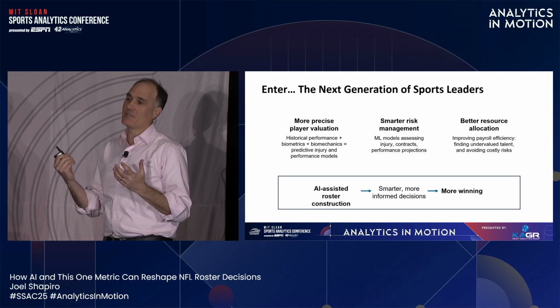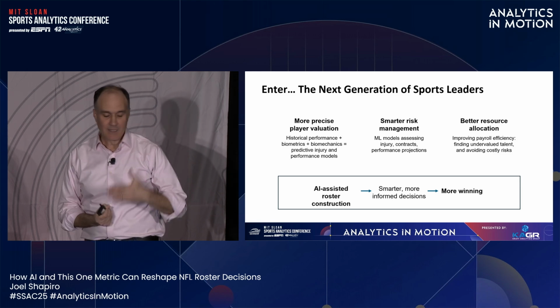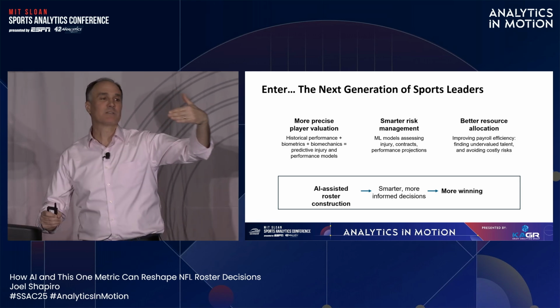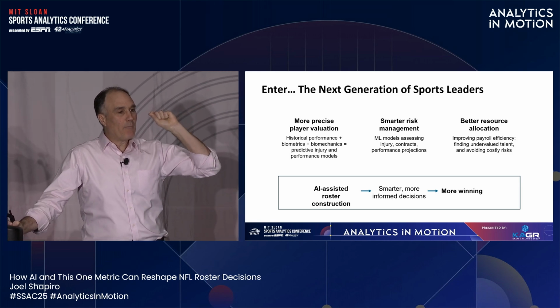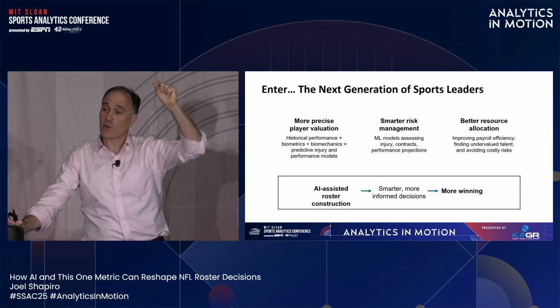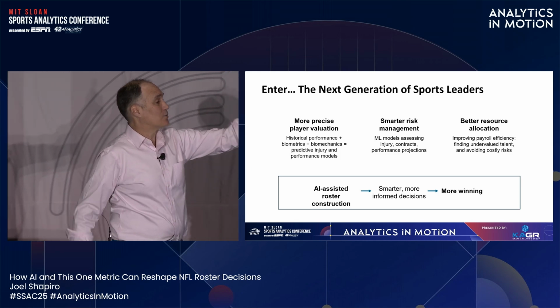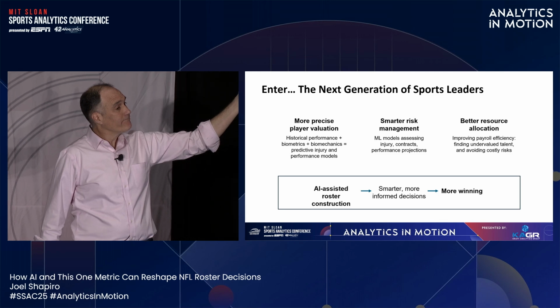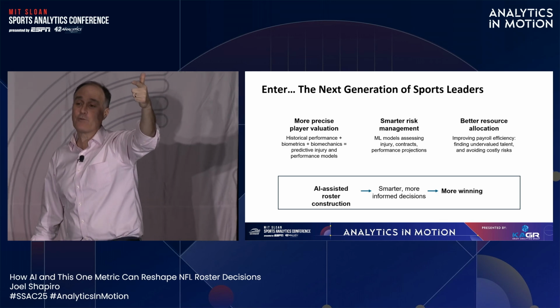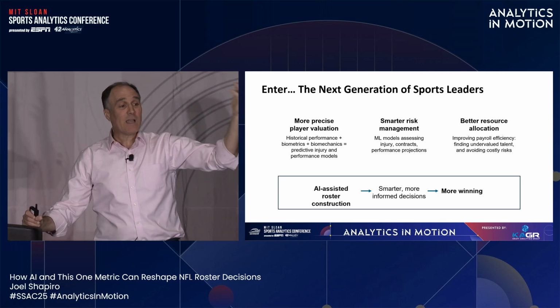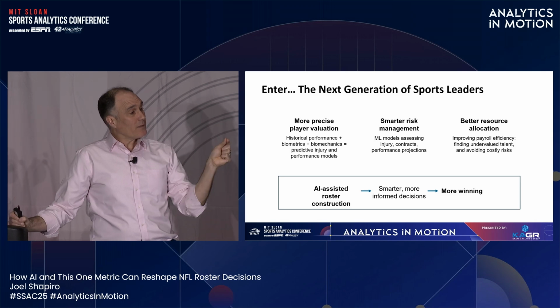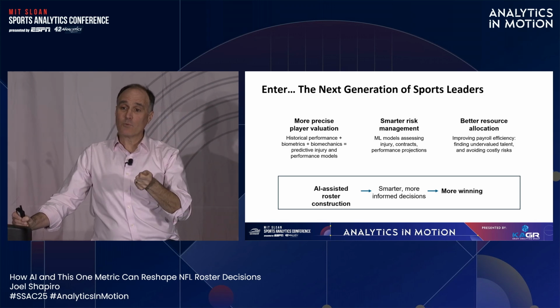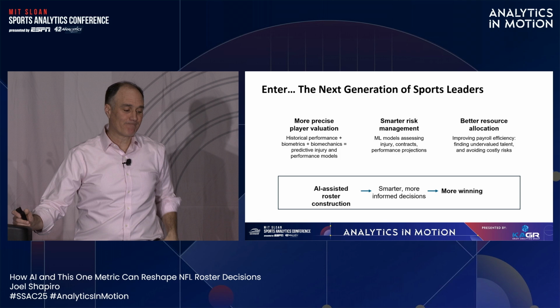The end of this really is everything that I've just said. The next generation of sports leaders is going to be embracing metrics, whether percent cash wasted or other things, for AI-assisted roster construction, which is going to lead to smarter, more informed decisions. And if done well, it's going to lead to a little bit or even possibly a lot more winning. Thank you very much.